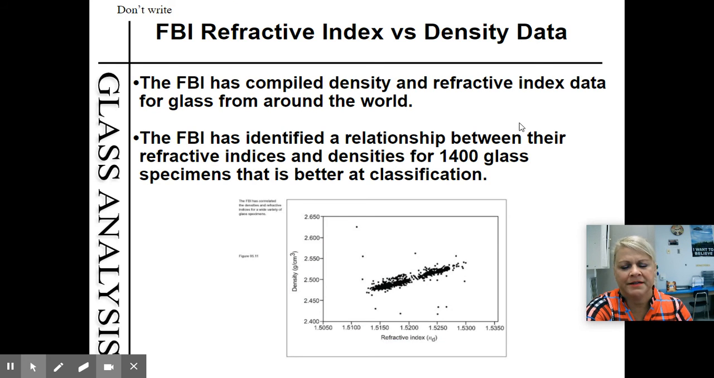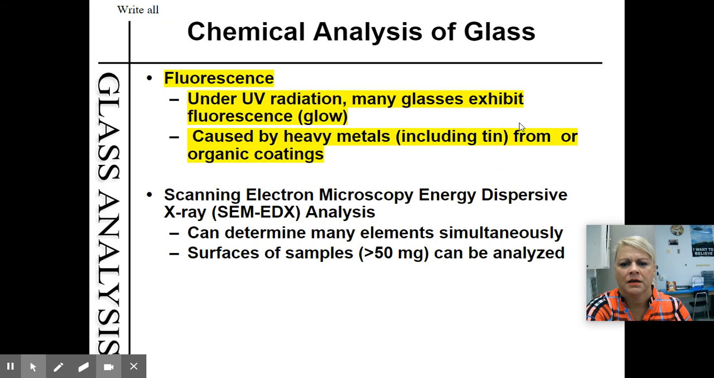The FBI has compiled a density and refractive index database from glass all around the world. Now they can individualize about 1,400 glass specimens. We can also do a chemical analysis of glass. Under UV radiation, it will exhibit a glow, and this is due to different types of heavy metals that are either inside it or in a coating.